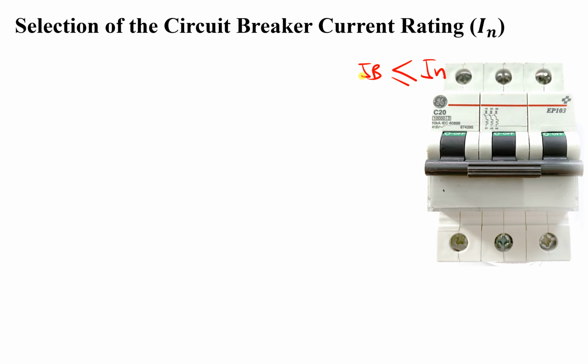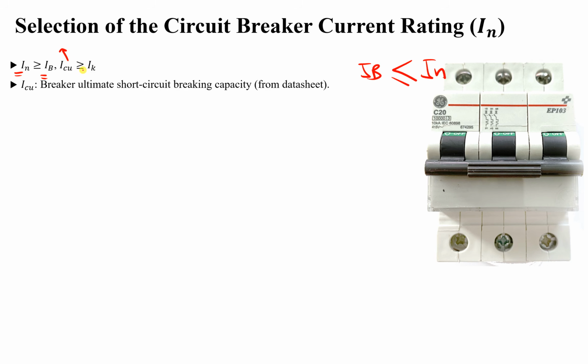The second step, we need to select our breaker. We know from the IEC rule that we have seen that the IN for the circuit breaker must be greater than IB. So IN must be greater than IB, and there is another condition: ICU, which is the circuit breaker short circuit capacity, must be greater than IK. What does this even mean?